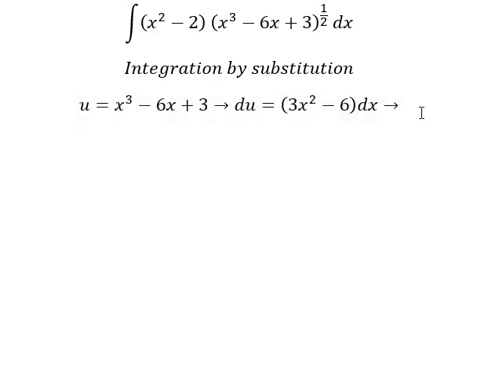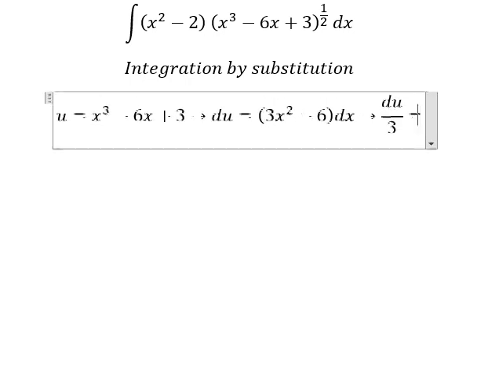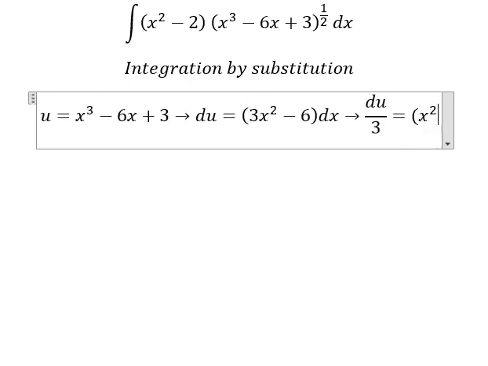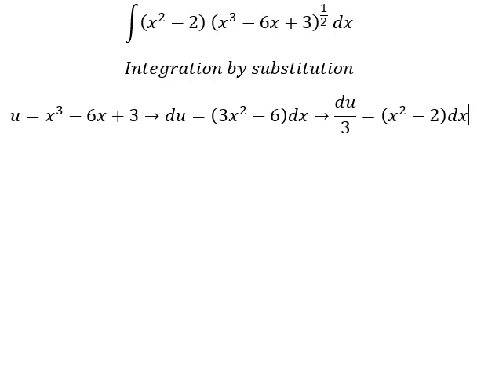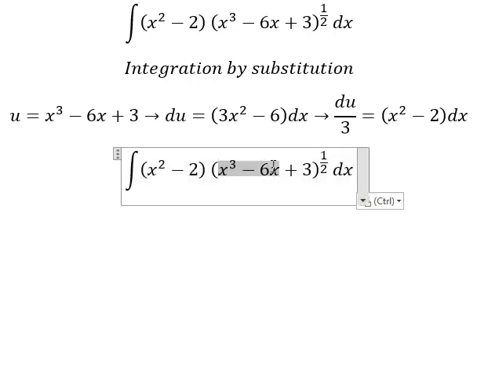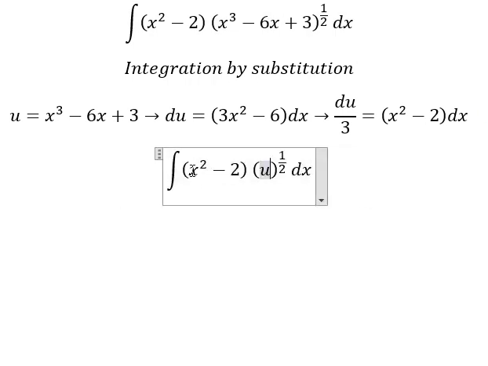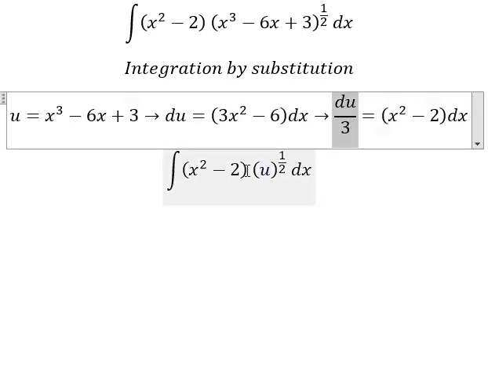So we have like this. So this one we change by u. x squared minus number 2 dx we change by this one.